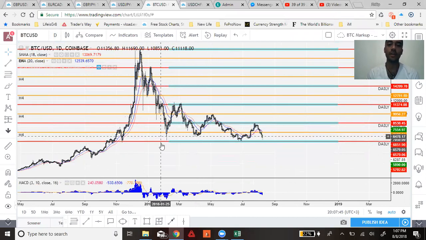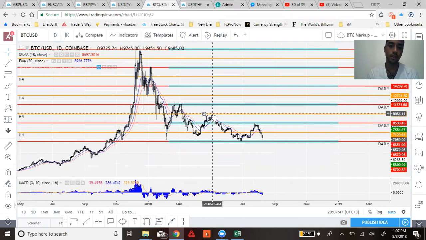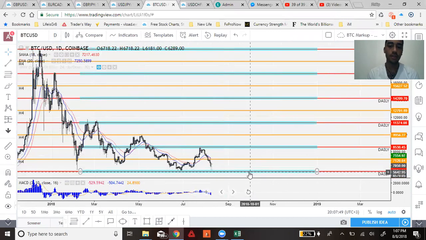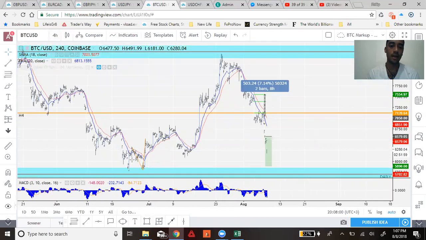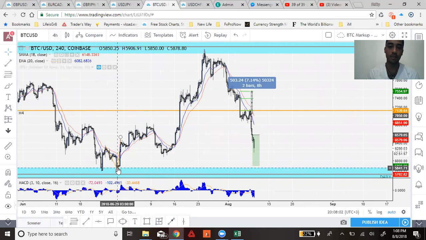And if anything, I think it's going to continue to go on that downtrend all the way until this daily key level that we have here, and if anything, retest this area right here. Okay, so let's go to the H4 time frame. We see that this area right here was respected.